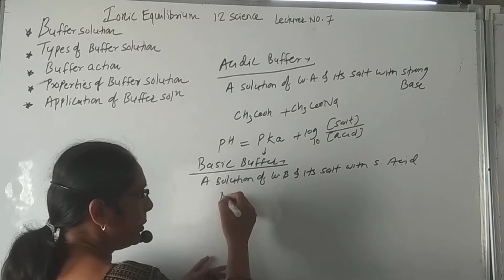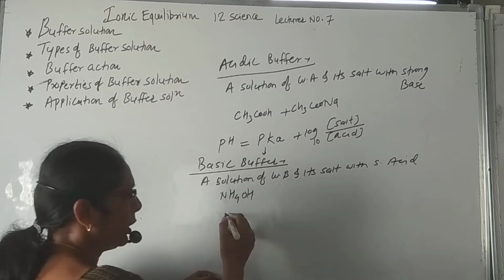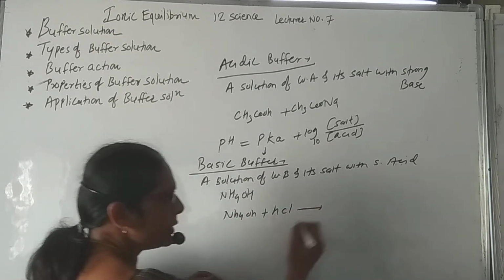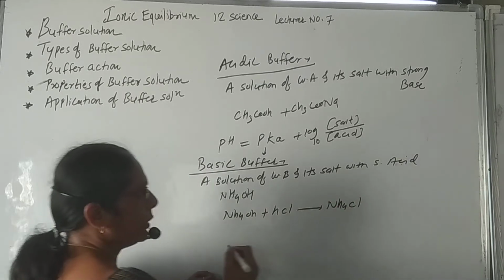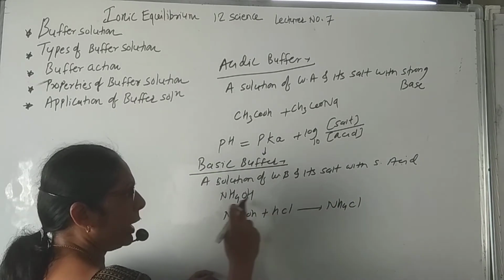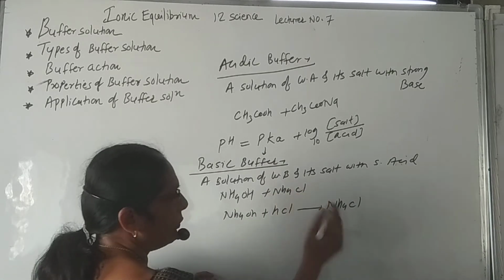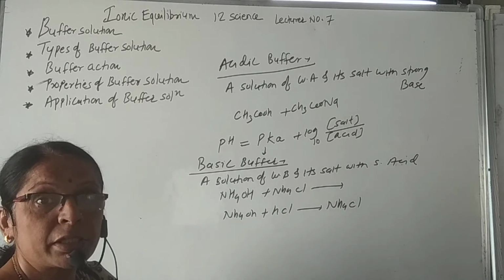Let us consider the weak base ammonium hydroxide, and prepare its salt with a strong acid. Suppose I use the strong acid HCl, I get the salt ammonium chloride. So a solution of the weak base ammonium hydroxide and its salt with the strong acid, ammonium chloride, will be used as a basic buffer.